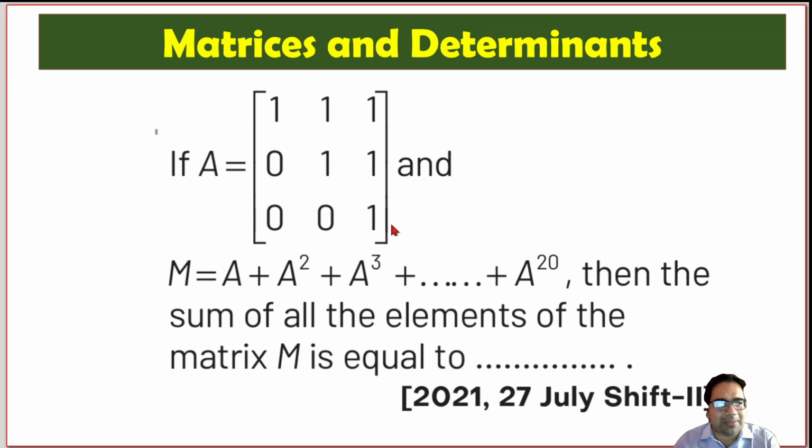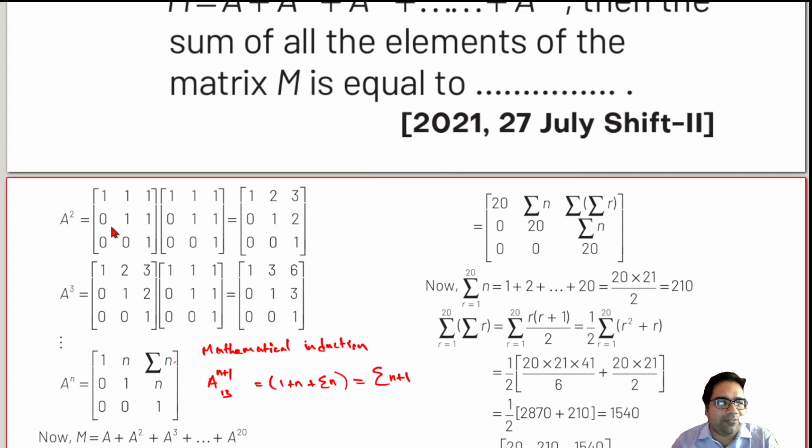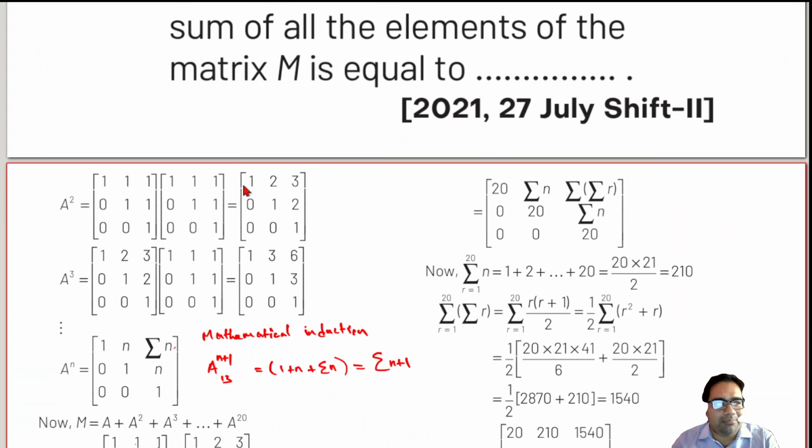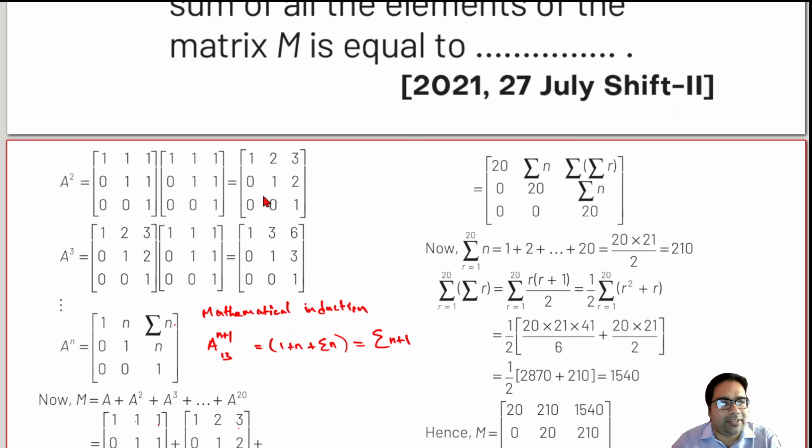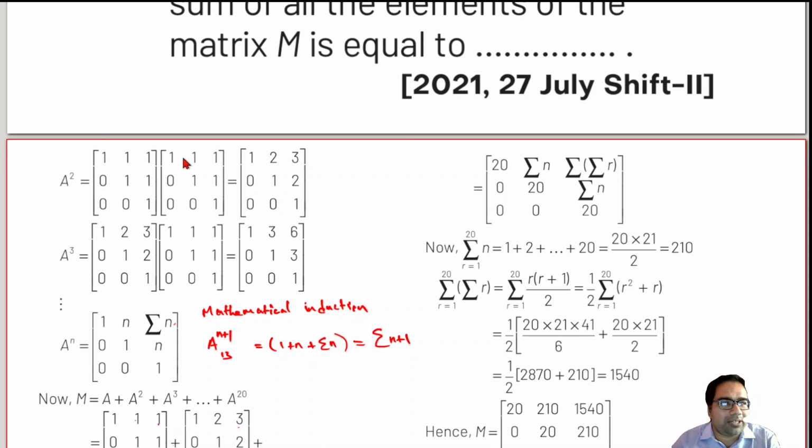Clearly, this is an upper triangular matrix. Let us try to find how A square and A cube come out. With basic matrix multiplication, A square becomes 1, 2, 3, 0, 1, 2, 0, 0, 1. So here, obviously, for an upper triangular matrix we got another upper triangular matrix. The diagonals are ones, and in A square there seems to be 2 and 2 here, and 3 here.